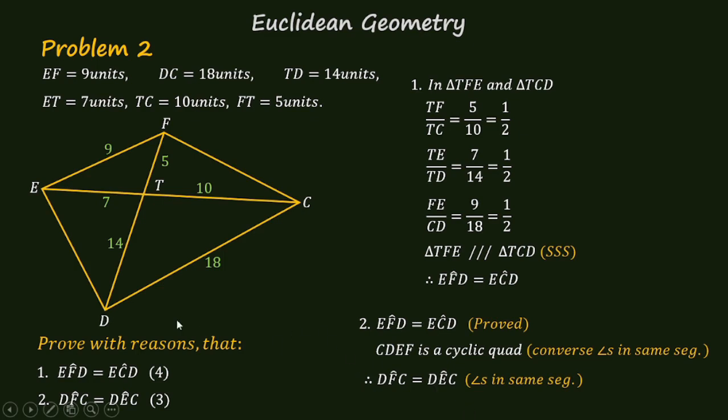We can claim that DFC, this angle here, equals to DEC. So we can claim that this angle equals to that, since this equals to that, and then that will also be equal to that. So we can claim a lot of angles. There will be angles in the same segment.